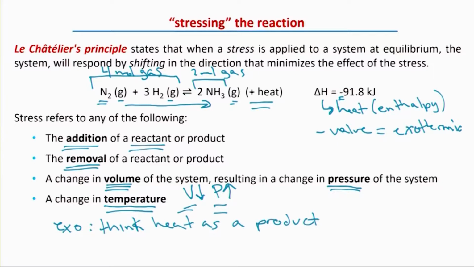So let's say heat is removed from this system. We have N2 plus H2 reacting, forming ammonia, and heat's given off in this reaction. If you remove some of the heat from this reaction, it will shift to make more heat. And which way is that? It will go towards the product side.